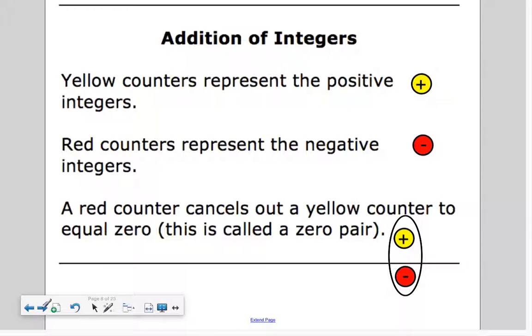So, in the study of addition of integers, we're going to be using the yellow counters to represent positive integers, while the red counters represent the negative integers, and a red counter cancels out a yellow counter to equal 0. That is called a zero pair. When you put a negative and a positive together, they cancel out, they neutralize.